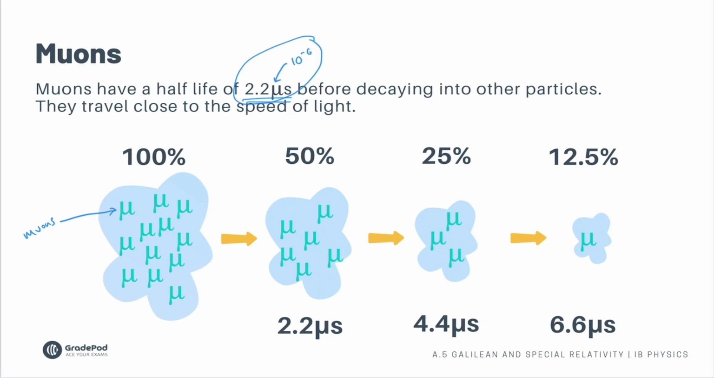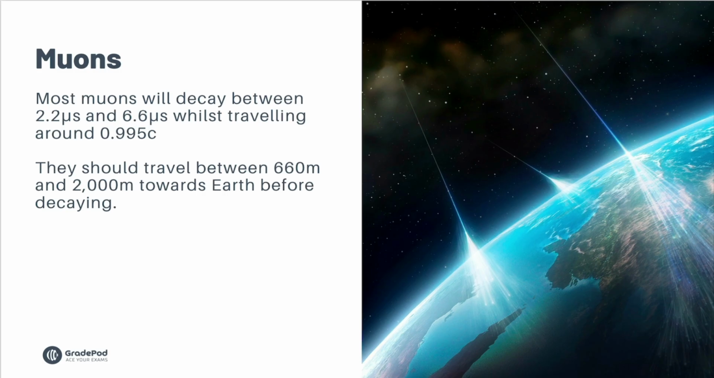So let's say we have 100% of muons that are created when they're hit by a hydrogen particle. 2.2 microseconds later, half of them have decayed into other things. 6.6 microseconds later, only 12% of those muons are left. In 6.6 microseconds, we expect all of these muons created in the Earth's atmosphere by colliding with the hydrogen particles to be completely decayed. And in real life, most muons will decay between 2.2 microseconds and 6.6 microseconds.